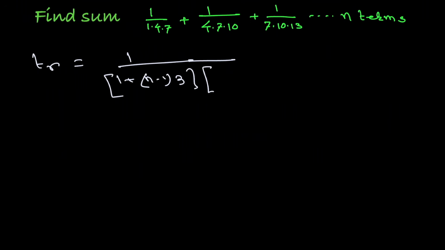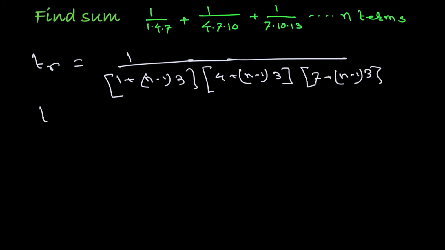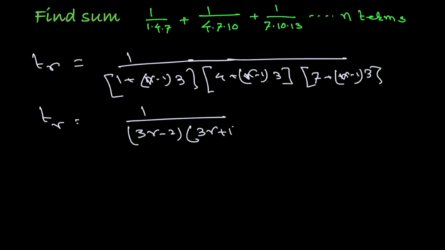And for the second case, we are getting 4 plus n minus 1 into 3. And for the third case, we are getting 7 plus n minus 1 into 3. And finally, we are getting TR. Sorry, it will be in terms of R. These all are R. And TR, finally, we are getting 3R minus 2 into 3R plus 1 into 3R plus 4. This is the product.